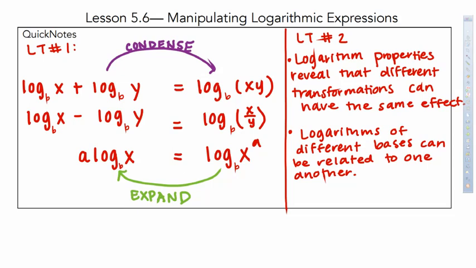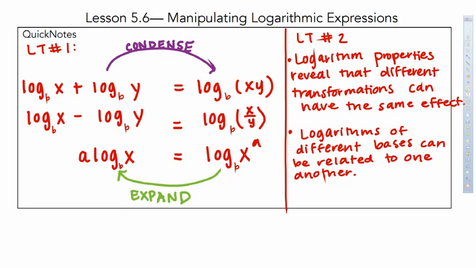If you have log base b of x plus log base b of y, what you're doing, remember, every time you take a log, you're finding the exponent. And if we do the exponents and we add the exponents, what we're doing is we're actually multiplying the bases. And that's what the x and the y are in this case. Those are the bases. Those are the things that we're taking the log of. If you subtract exponents, you're dividing.